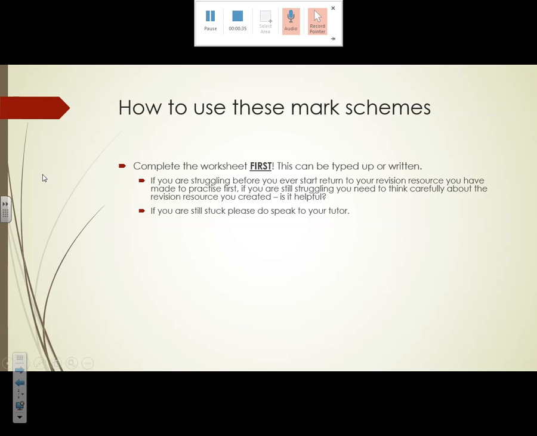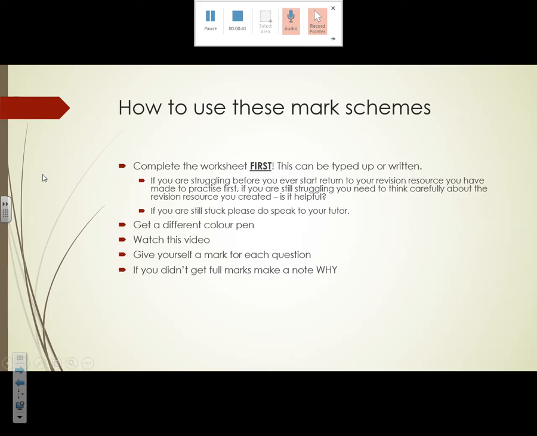So that's really important. You all know: complete the worksheet first, different coloured pen, watch the video, give yourself a mark, make a note. This is really important. Some of you I didn't see why. So this whole exercise is completely pointless unless you mark. Make a note telling me why you didn't get the full marks.